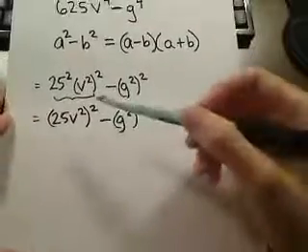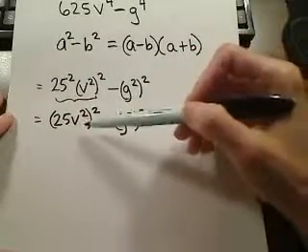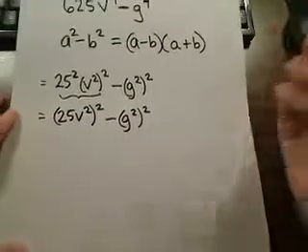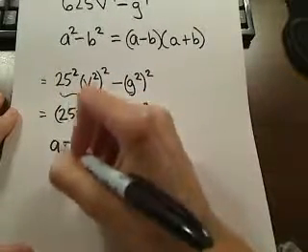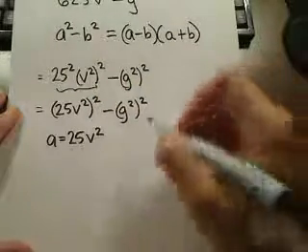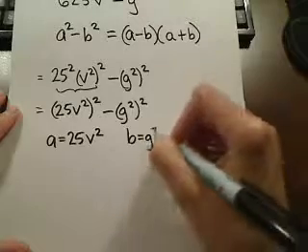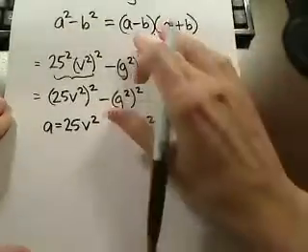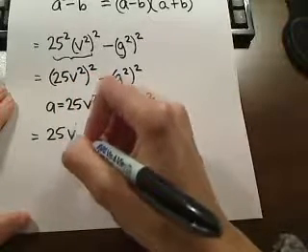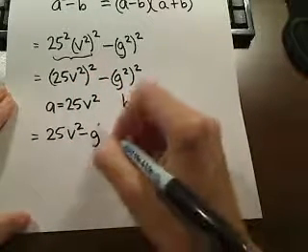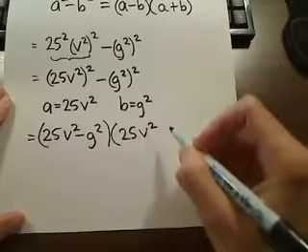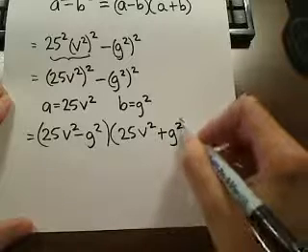Okay, so now we're actually in this form right here. We have something squared minus something else squared. Okay, so let's identify those somethings. So the a here is actually the 25v squared, and the b is g squared. And we're going to go ahead now and stick that into our formula. So this is going to factor into 25v squared minus g squared and 25v squared plus g squared.